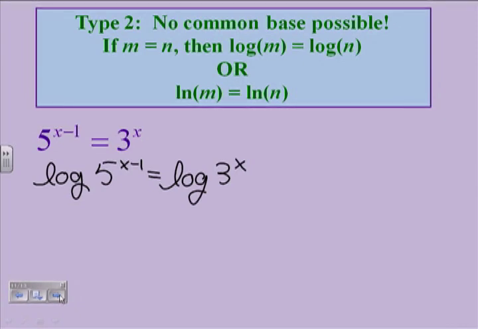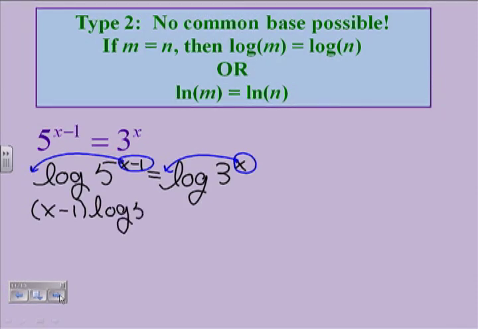Okay, and my whole reason in doing that is that then I can bring down those exponents as multipliers, and that certainly made one part of my job easier. X minus 1 times the log of 5 is equal to x times the log of 3.